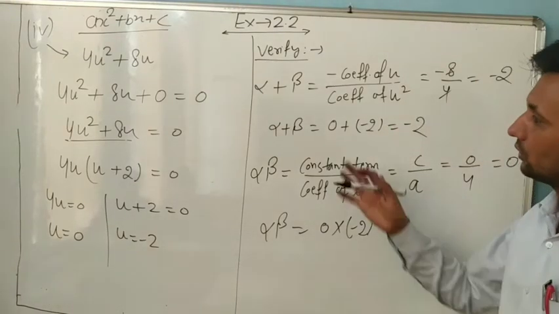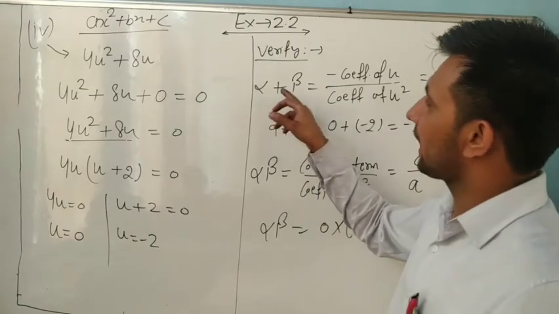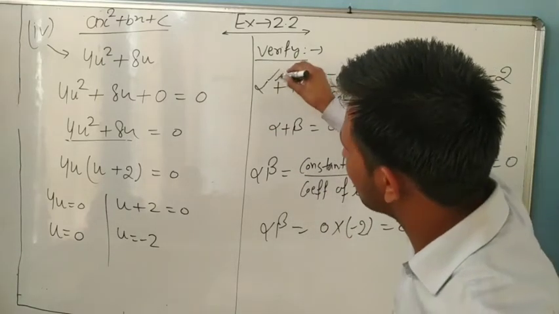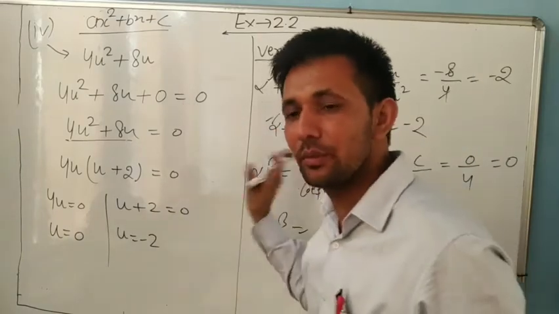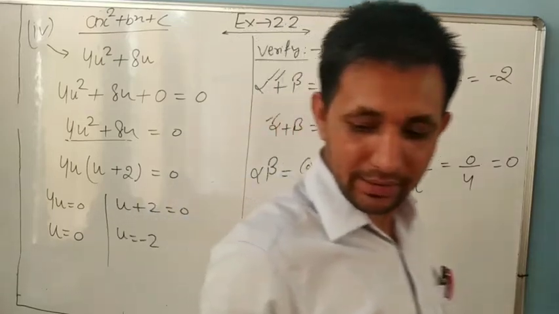So you have to solve all the parts. You only have to show that alpha plus beta, either by this method or by that method, should be equal. Okay? Now, any other part?